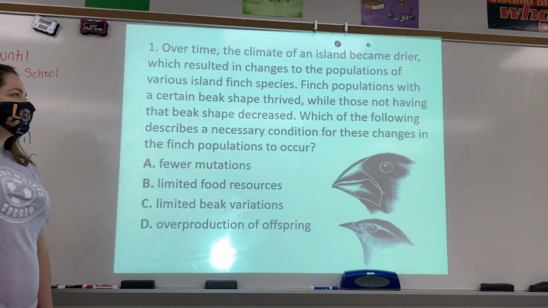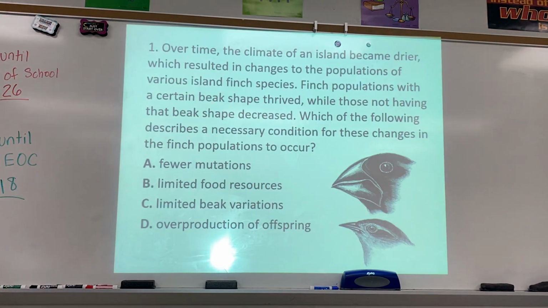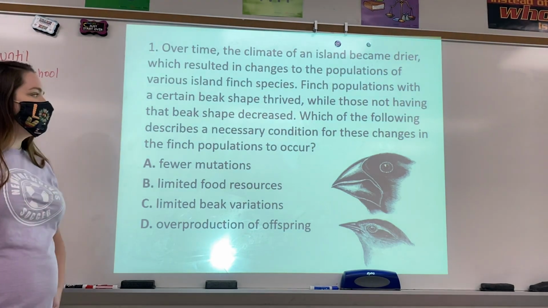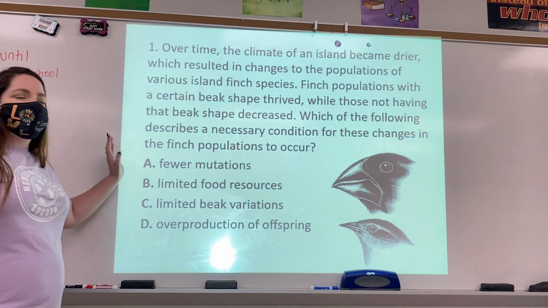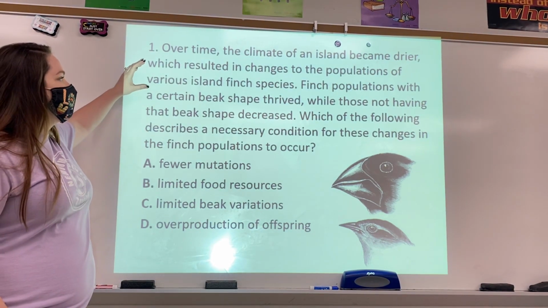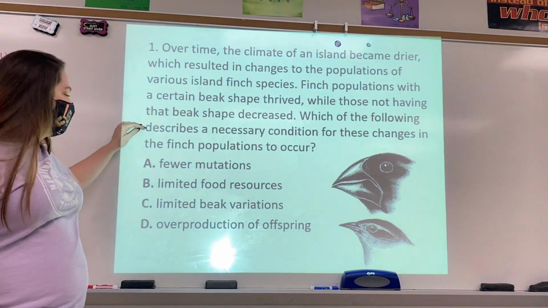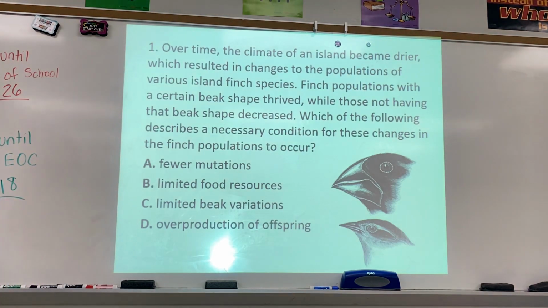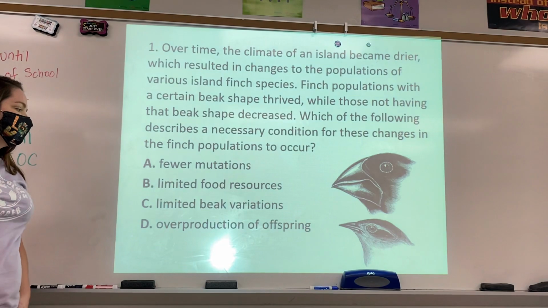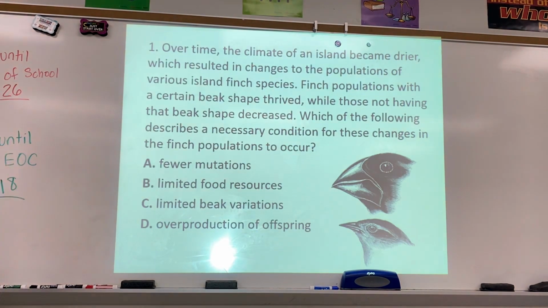All right, here's another question for you guys. Over time, the climate of an island became drier, which resulted in changes to the populations of various island finch species. Finch populations with a certain beak shape thrived, while those not having that beak shape decreased. Which of the following describes a necessary condition for these changes in the finch population to occur? Basically, what is happening that is going to allow the beak shape to either thrive or not thrive? A, fewer mutations. B, limited food resources. C, limited beak variations. Or D, overproduction of offspring.